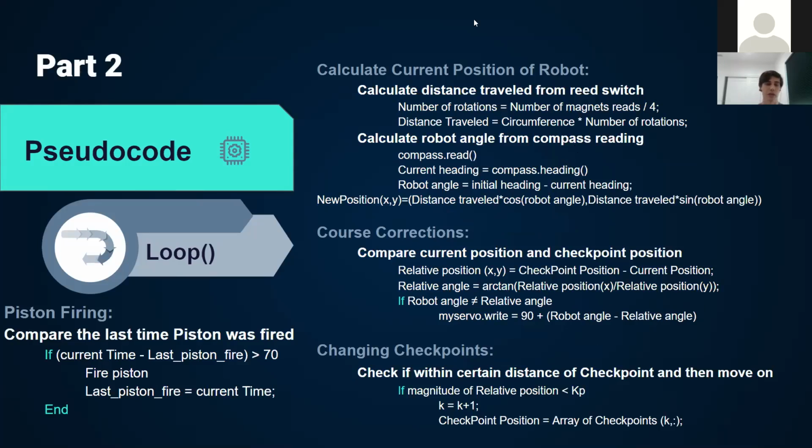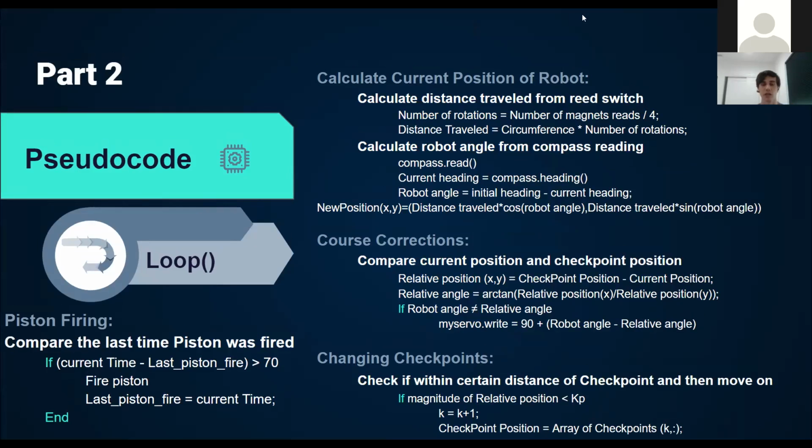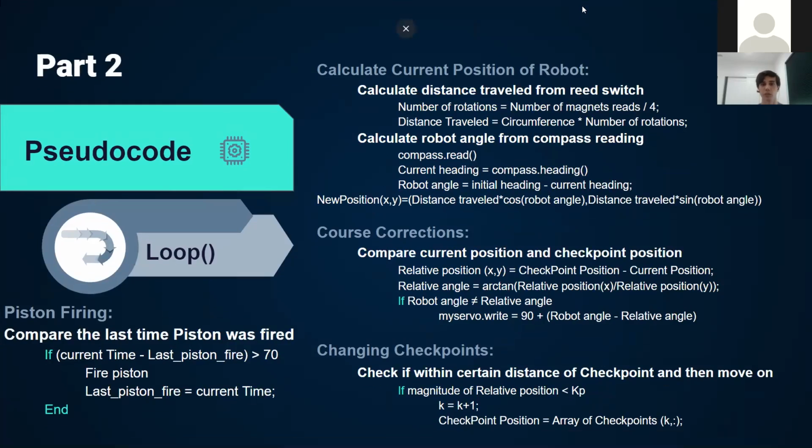For that, we compare the last time the piston was fired with an if statement. We also have to calculate the current position of the robot, which is, calculate the distance traveled from the reed switch. You also calculate the angle using the compass reading to get a new position. And then for course corrections, we have to compare the current position to the checkpoint position and keep on updating that.